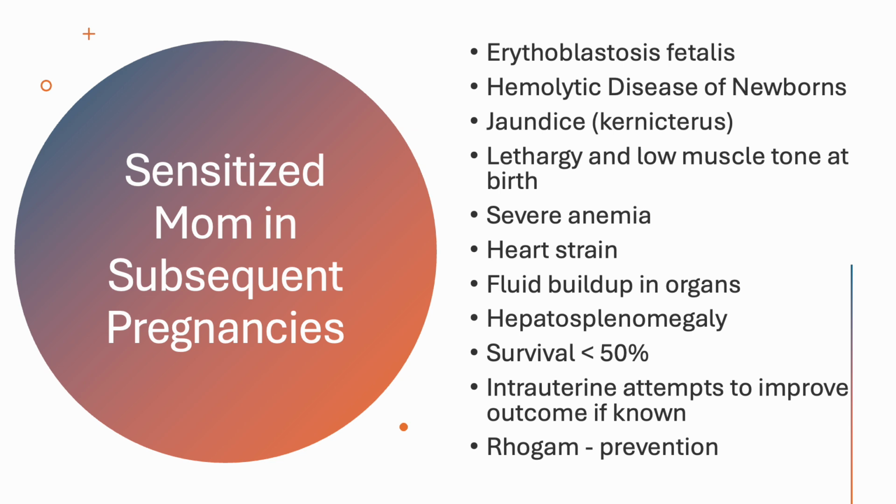The survival for another Rh positive child inside of an Rh negative mother is going to be less than 50%. I mean, now they can do things like intrauterine attempts to improve outcome if you know what's going on here. And of course, ROGAM is used for prevention of this horrible hemolytic reaction.